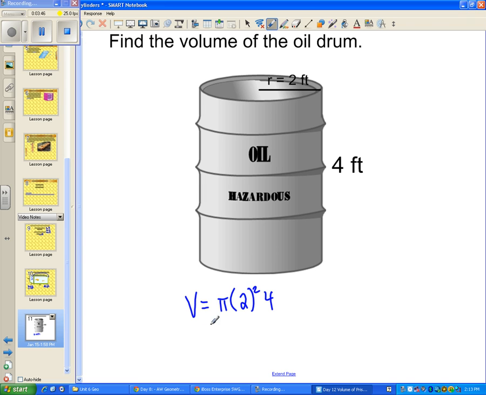And so the volume is going to be 4 times 4, which is 16 pi feet cubed in terms of pi. And then if I take 16 and multiply it by 3.14, I'll end up with the volume with a little bit better number, which would be 50.24 feet cubed, which is a number that you guys tend to like more. But remember that if they're asking me for volume in terms of pi, 16 pi is the answer we're looking for.